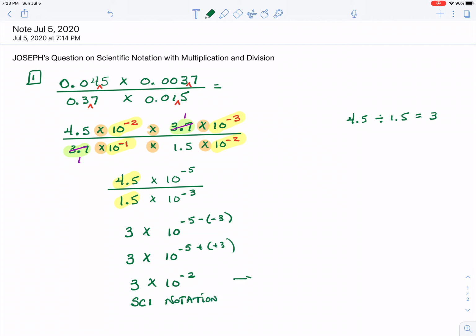And if you wanted to convert it to standard decimal notation, you would pick that decimal point up and you would move it back 2 places to the left. All right, so that was the first one. I hope that's helpful. Let me move on to the second one.